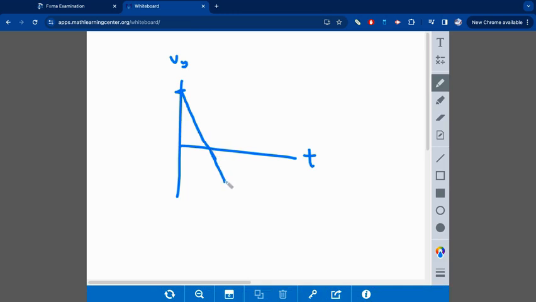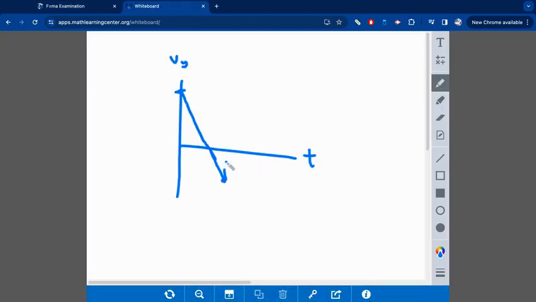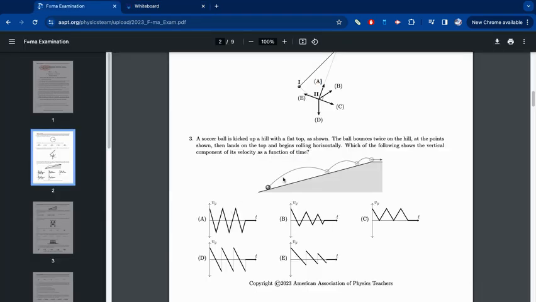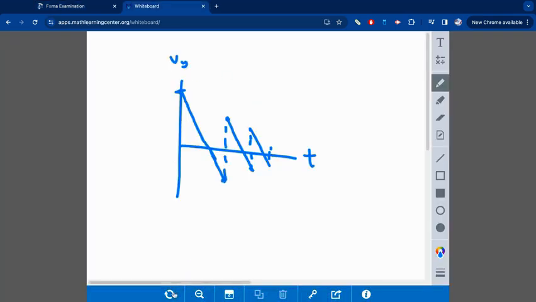Then suddenly, when it's at some velocity that's smaller than this, it's going to collide. And so it's going to change direction. It's going to go like this. And it's going to move down again. It's going to collide, move down, collide. So it should look something like this, which best represents E. So E is our answer.